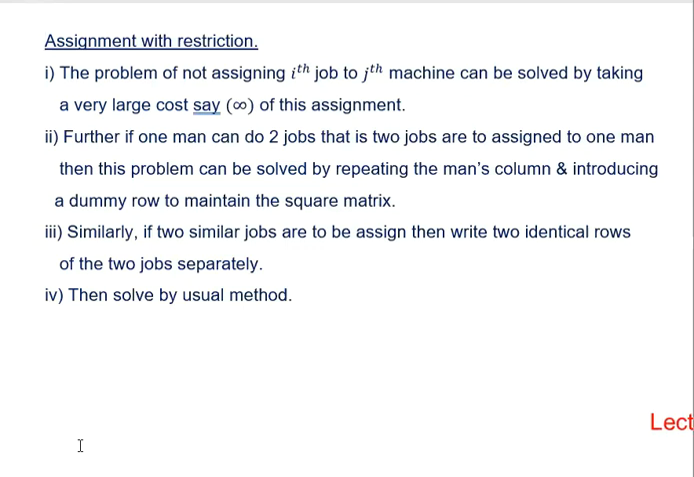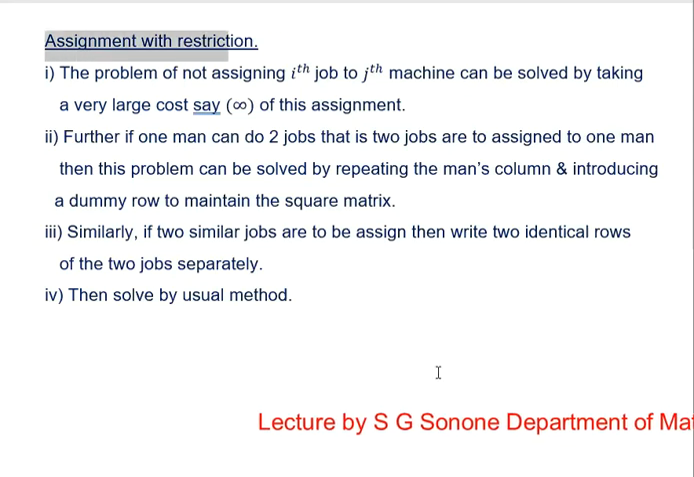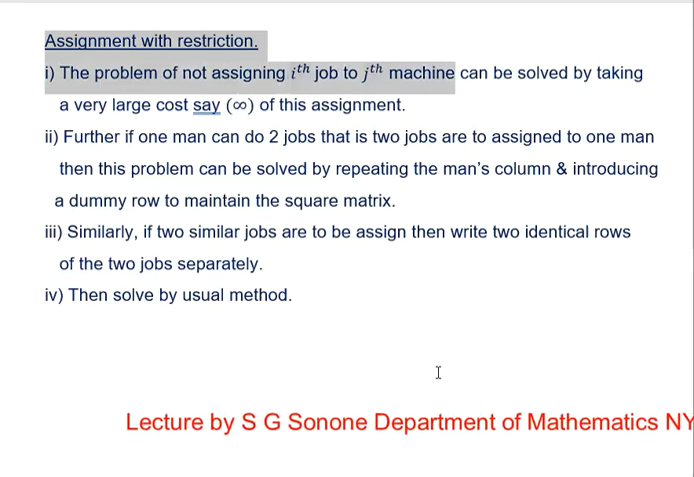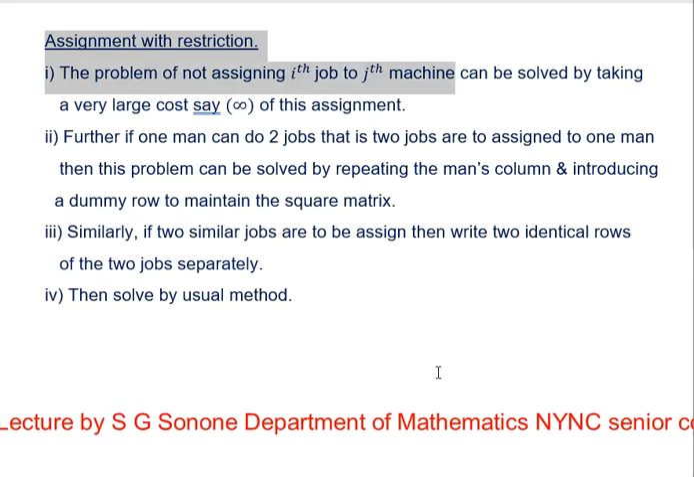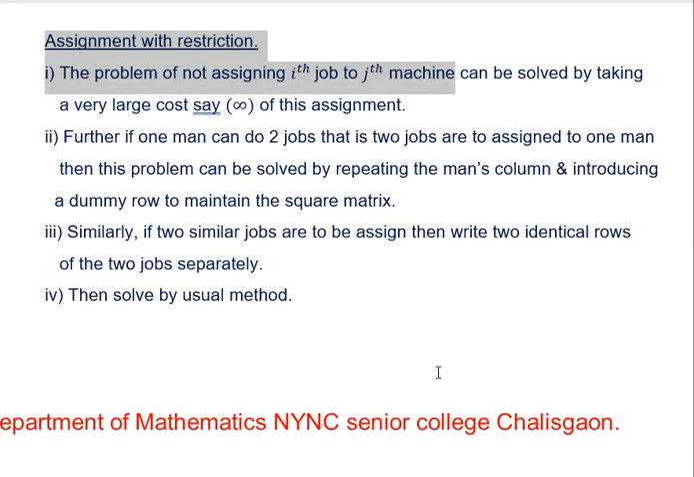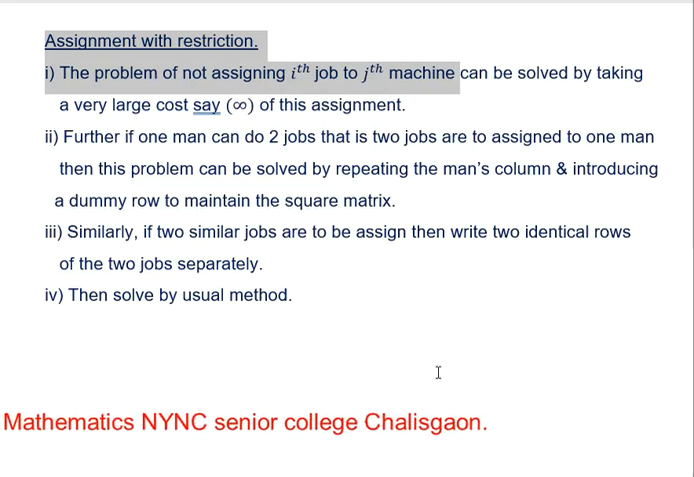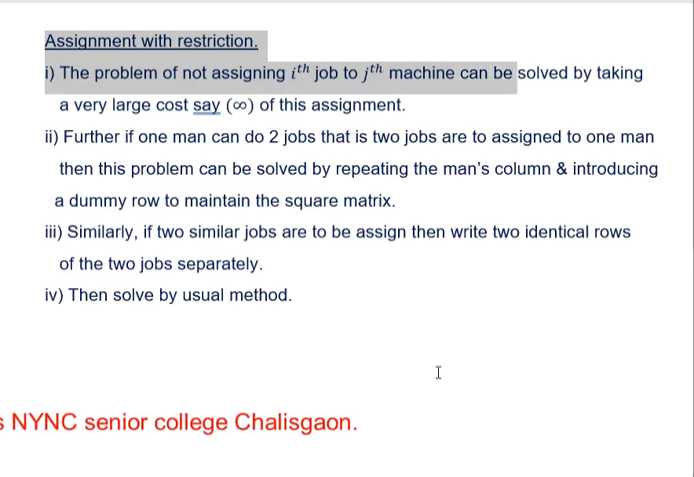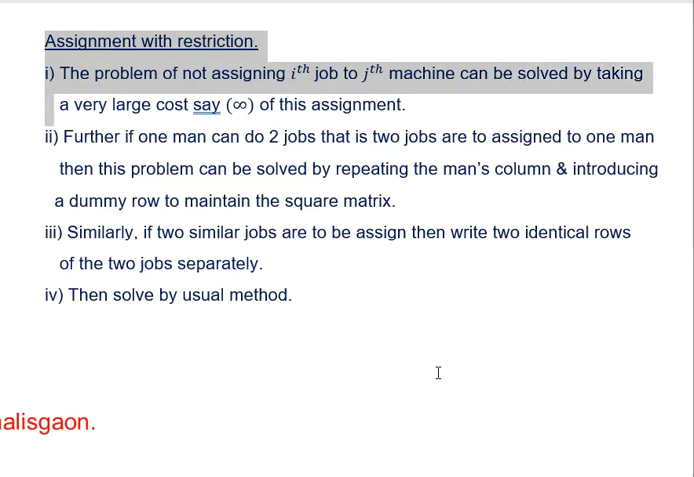Next topic, assignment with restrictions. The problem of not assigning ith job to jth machine can be solved by taking a very large cost, infinity, of this assignment.